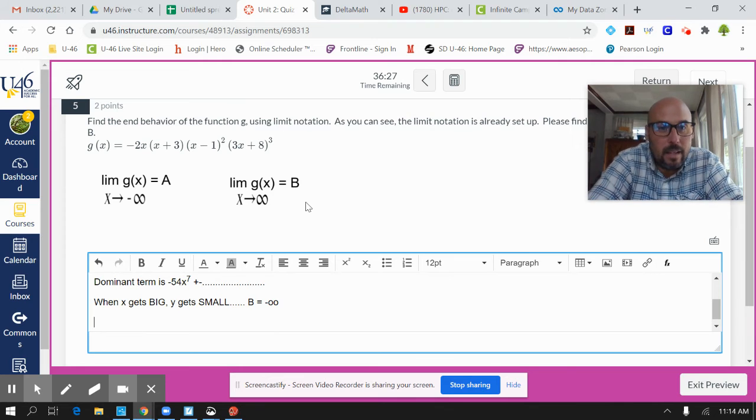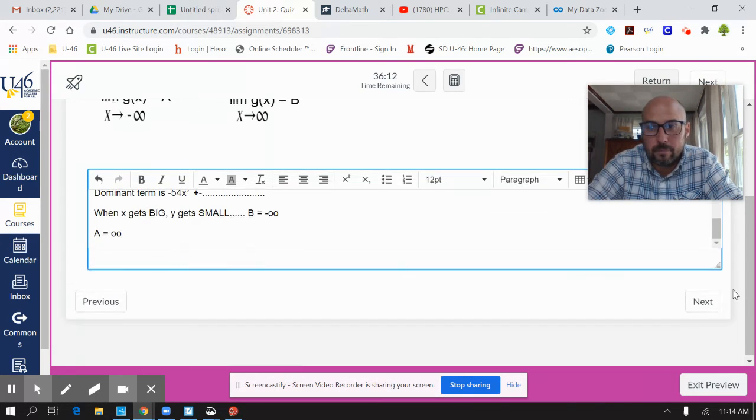And since it's an odd degree, I don't even have to continue thinking. The other thing has got to change because odd degree changes on both sides. So if it goes down to the right, then facing to the left, it must go up. Next.